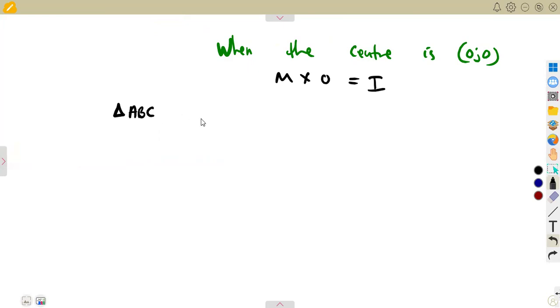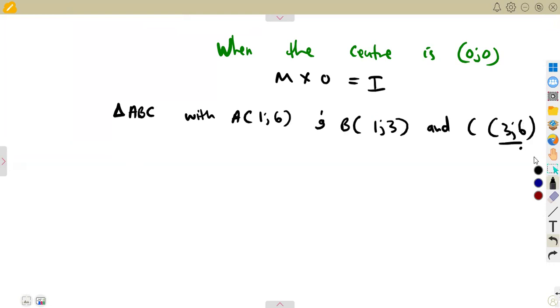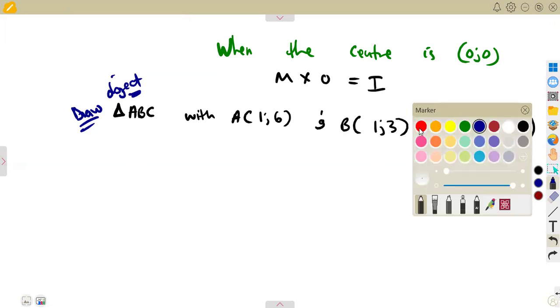I want you to have triangle ABC as the object, with A (1, 6), B (1, 3), and C (3, 6). So this is what you're going to do. You draw this triangle. This is your object, just like what we had in the previous case.